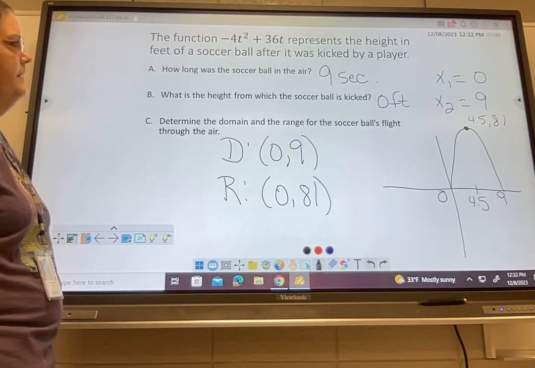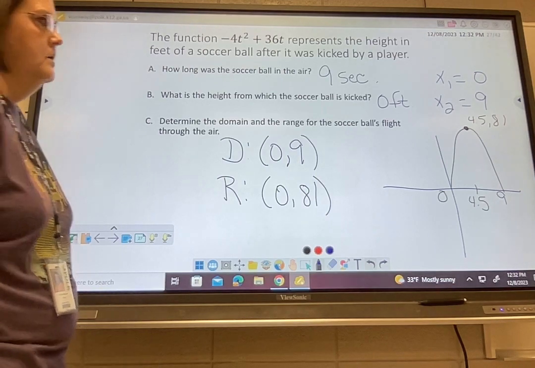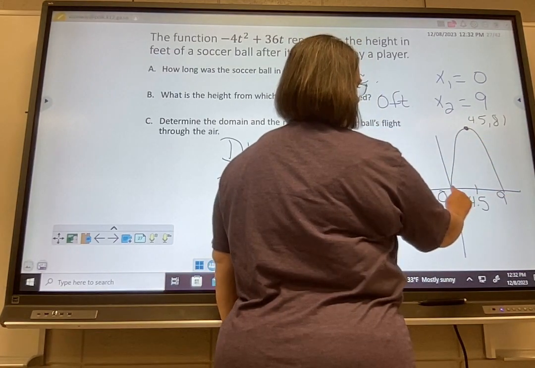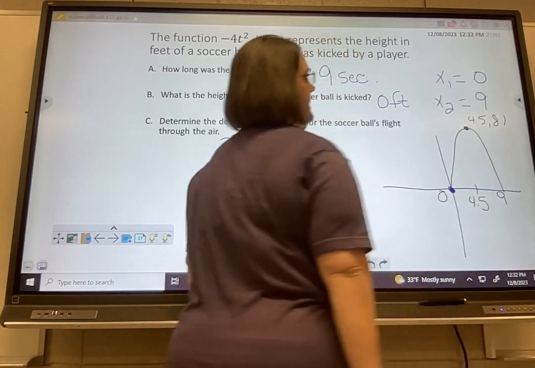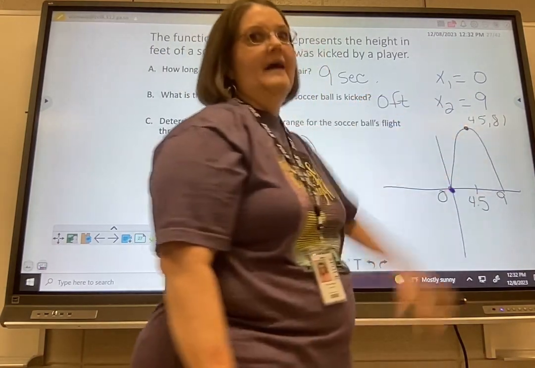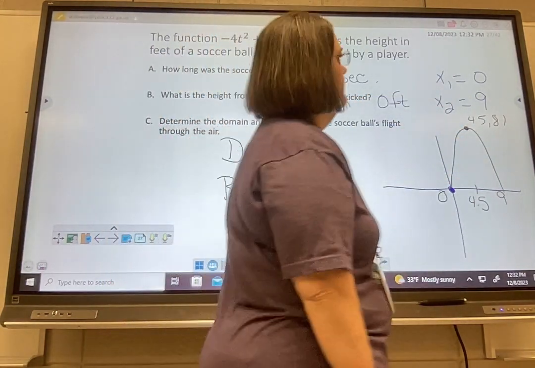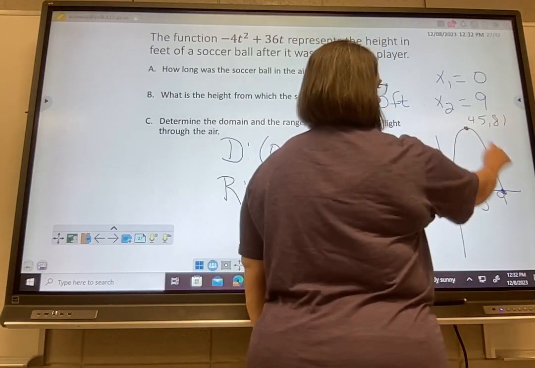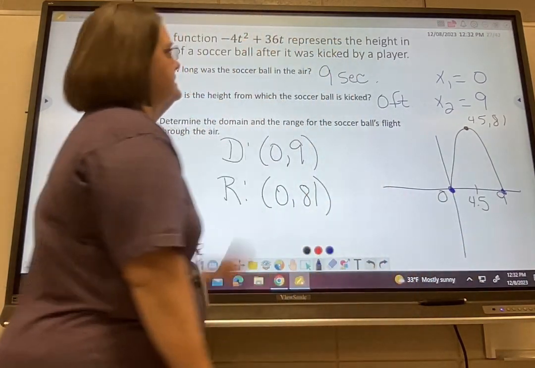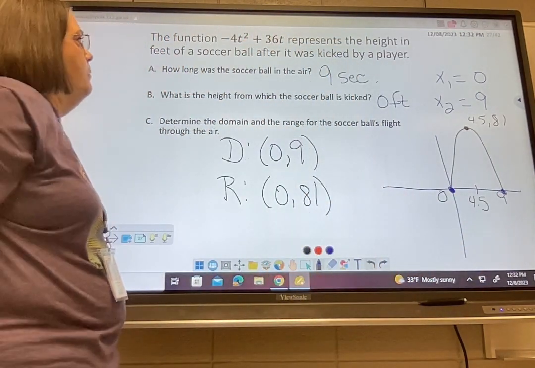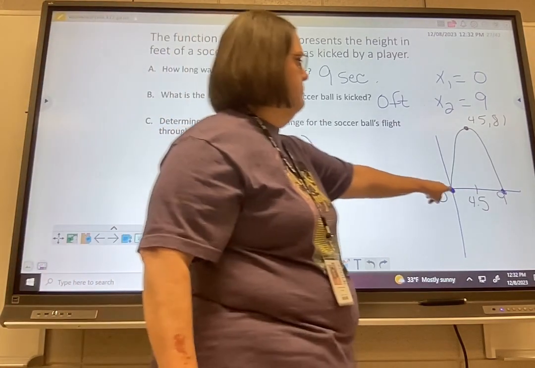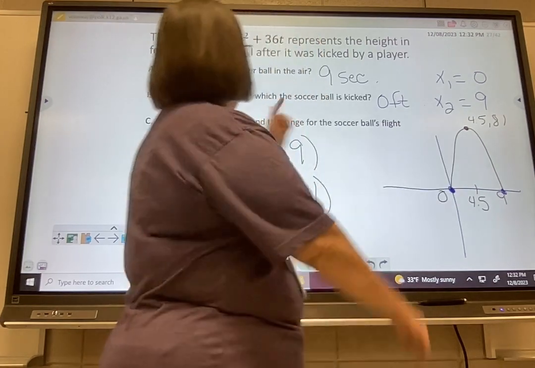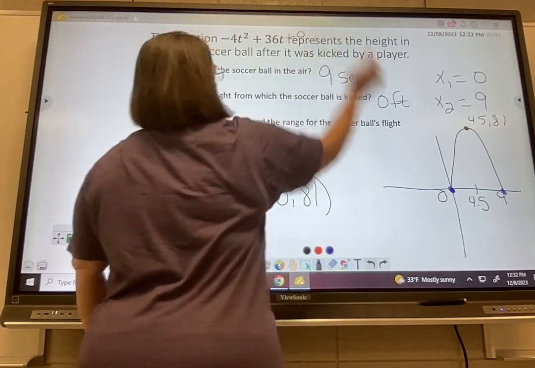This is the same problem. How long was the soccer ball in the air? Well, it was in the air for 9 seconds. This is where it started. Your x1 and x2 are 0 and 9, and I don't know which one the calculator puts first, but it puts them both there. So the soccer ball was in the air for 9 seconds. The T represents time. That's your x. Okay, what is the height from which it was kicked? That's the starting point right here. That's its y-intercept. That's going to be that one. And so that's 0. And plus, you've got plus 0 here.